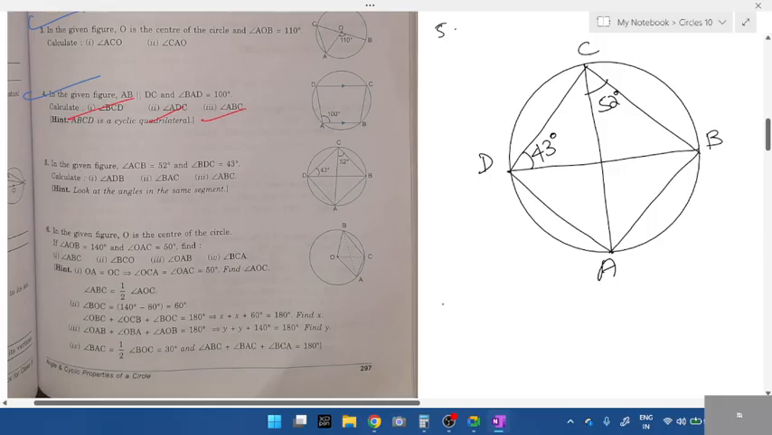What are the values we need to find, students? We need to find ADB, next BAC and ABC. See, these are the three angles. Okay, draw the diagram. All are practice questions.